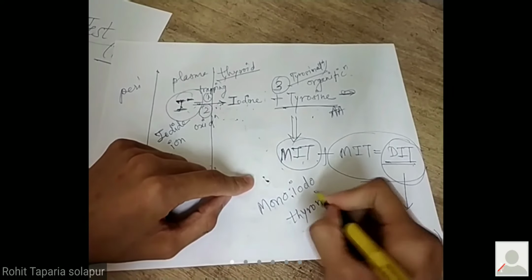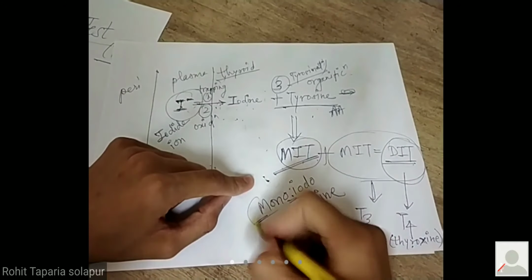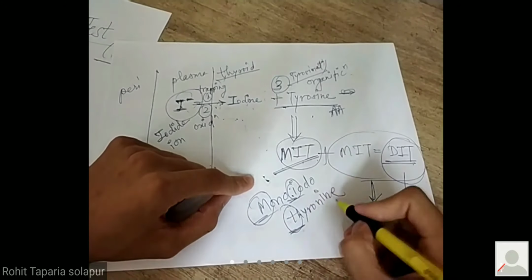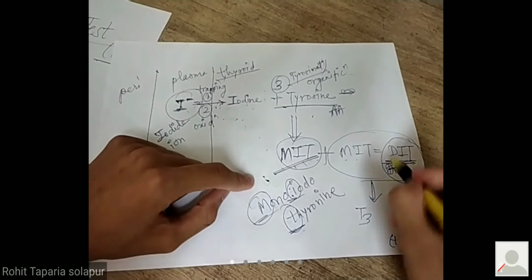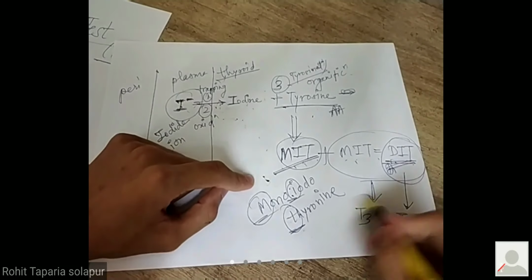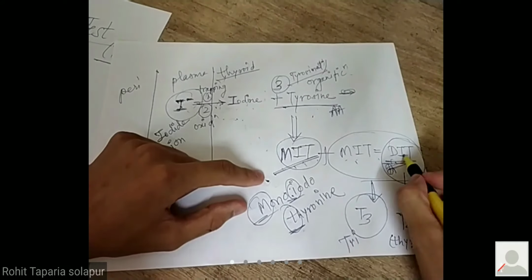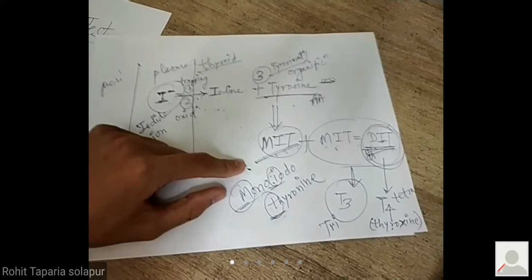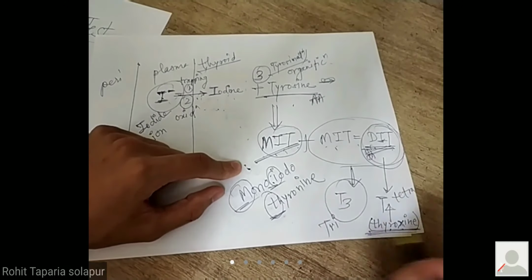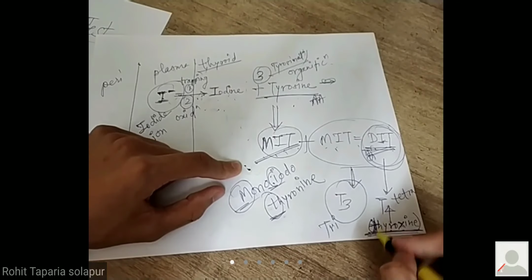Monoiodothyronine. 2 such monoiodothyronine molecules will form diiodothyronine. 1 diiodothyronine plus 1 monoiodothyronine will form triiodothyronine, and 2 DIT molecules will form tetraiodothyronine, which you popularly know as thyroxine molecule, that is the thyroxine hormone.